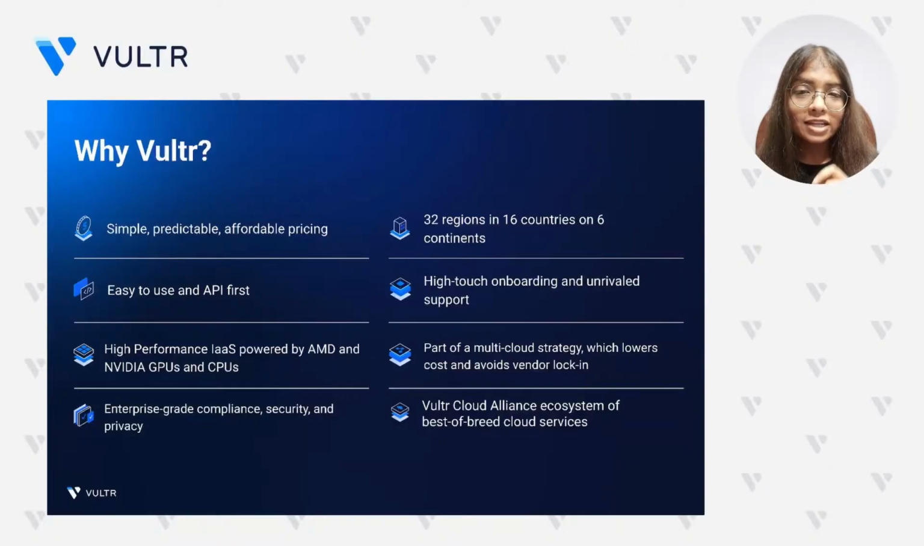On the performance side, we are powered by the latest AMD and NVIDIA CPUs and GPUs. So, you can run anything from general workloads to high performance AI, ML, and HPC applications with ease. Vultr also fits seamlessly into multi cloud strategies, helping you diversify workloads, reduce cost, and avoid vendor lock in. And finally, we maintain enterprise grade compliance, security, and privacy, along with our growing Vultr Cloud Alliance ecosystem, which is a network of best of breed cloud services that integrate with Vultr, giving you even more flexibility and capability.